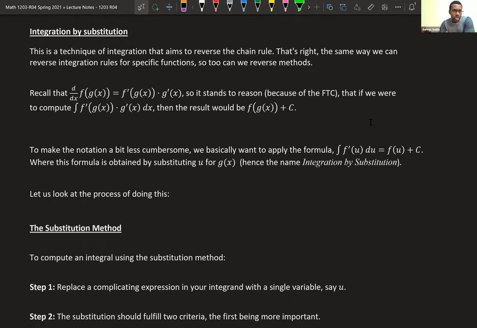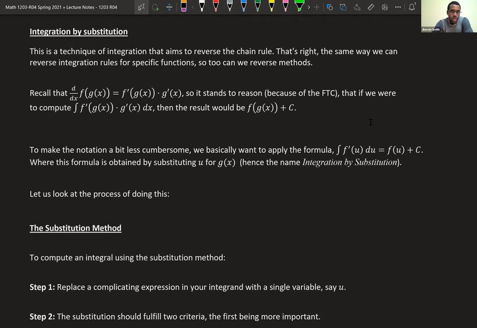As I mentioned, substitution is just the reverse of the chain rule. We know the chain rule, as you can see here, says the derivative of f of g of x is f prime of g of x times g prime of x. The idea being, if I wanted to take the antiderivative of something that looks like f prime of g of x times g prime of x, then the antiderivative of that would be just f of g of x plus a constant, right?